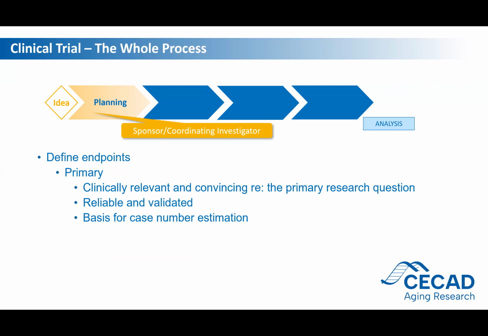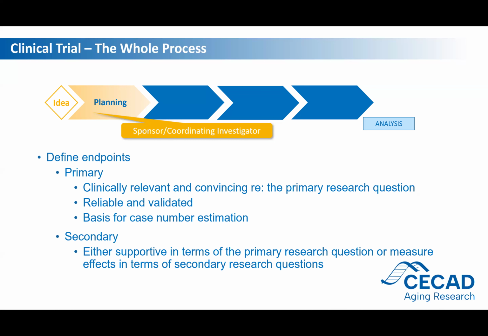And therefore, you have to define primary endpoints, of course, which are clinically relevant and are actually able to answer the primary research question. They should be reliable and validated so that there is no doubt about whatever you find. And these are also the basis for the case number estimation, because once you know what you need to answer your question, you can also deduce how many patients or healthy volunteers at whatever stage you are, how many subjects you need in your trial to answer this question.